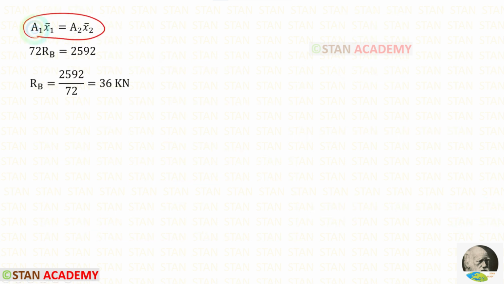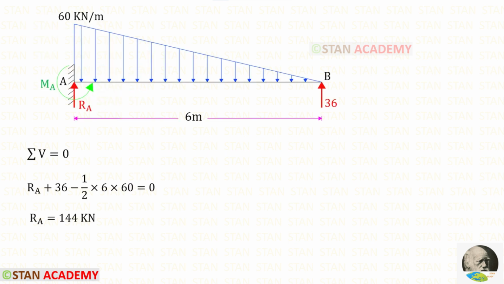In this expression, we have found both of them. Let us apply them. In this way, for RB, we will get 36 kilonewton. Now let us apply the rule sigma V is equal to 0 and find RA. RA and RB are acting upwards. So both of them are positive. The uniformly varying load is acting downwards, so it will be negative. For UVL, the total load is the area. We know the area formula of a triangle, half into BH. Here the breadth is 6 and the height is 60. For RA, we will get 144 kilonewton.